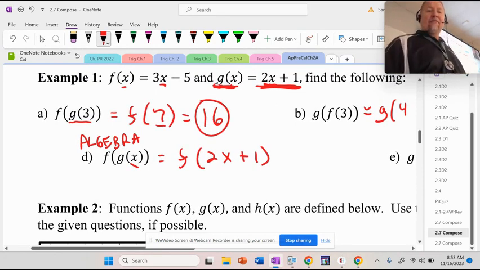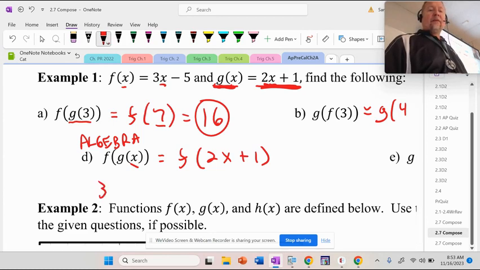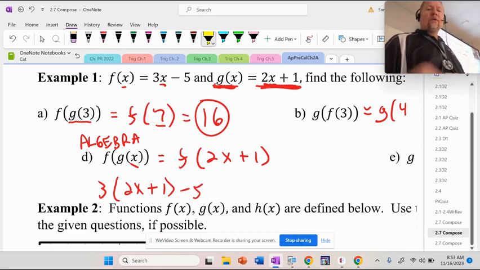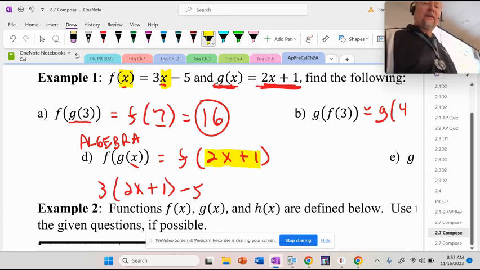F of that becomes 3 times 2x plus 1. And I know in the other hour I did highlighting. So f of x, wherever there's an x, I'm replacing it with this. That's why we see this. Look. All right. Not too bad.